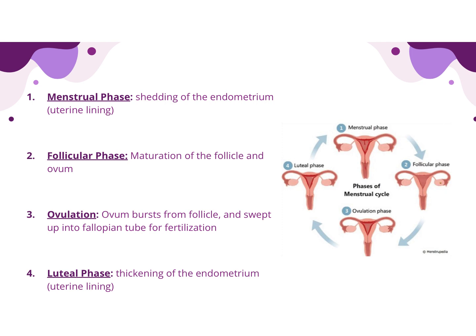In the middle of the cycle, that third event happens, which is ovulation. This is where that ovum bursts from the follicle and is swept up into the fallopian tube by those fimbriae, those hair-like projections on the end of the ovaries, for fertilization. The last phase of the menstrual cycle is the luteal phase, and this is where that endometrium is thickening, or that uterine lining thickens up to try to prepare the uterus for implantation of a fertilized egg.